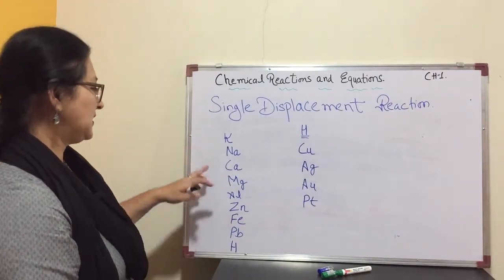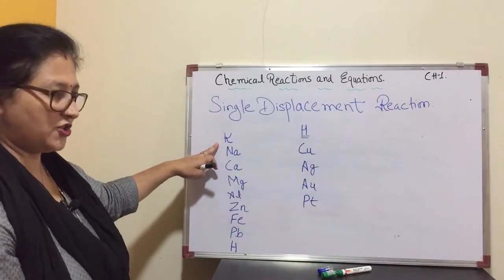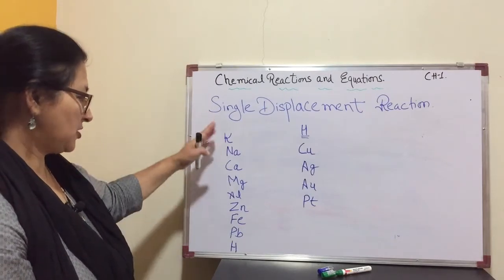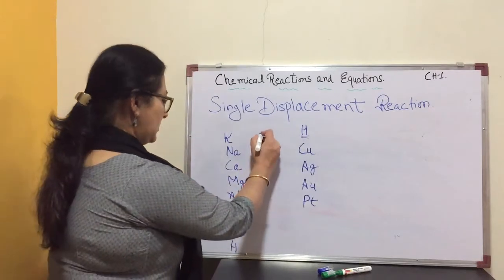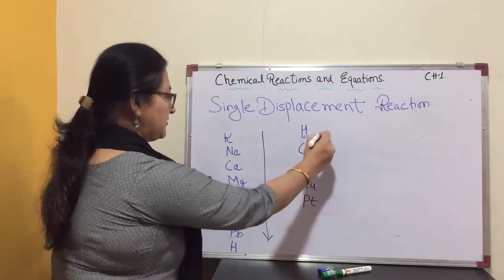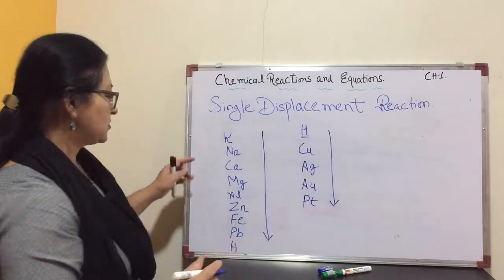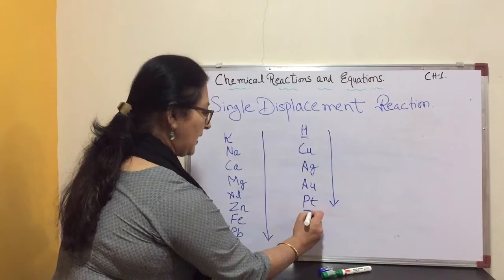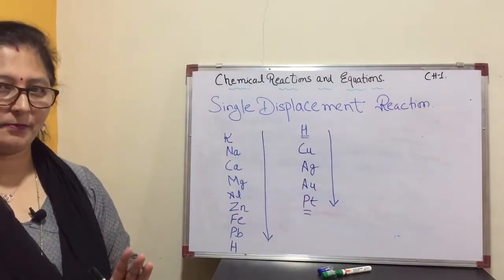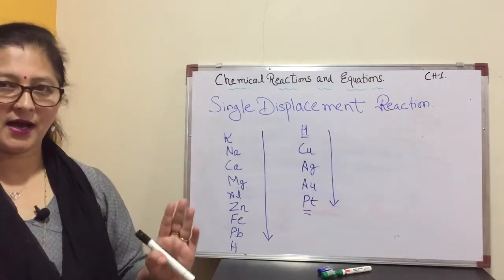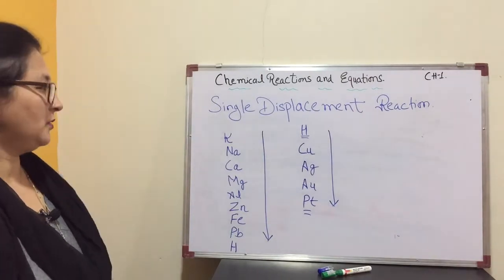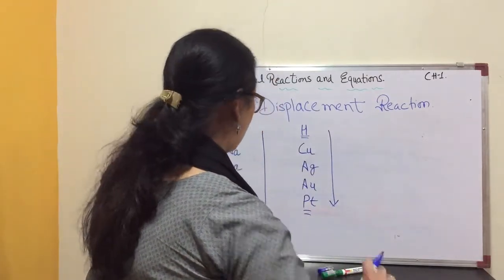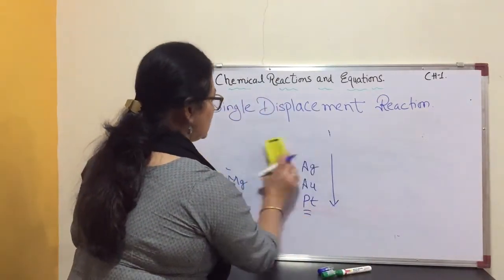In the reactivity series, K is the most reactive, potassium is the most reactive element, then sodium, calcium, magnesium, and it goes on, right? So the reactivity series goes like this, from higher to the lower. So platinum is the lowest reactive metal, whereas potassium is the highest reactive metal. So we are going in a descending order. Now let's do the reactions with this.